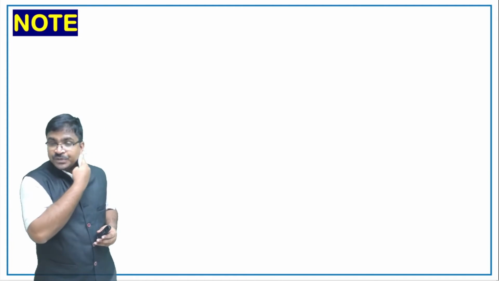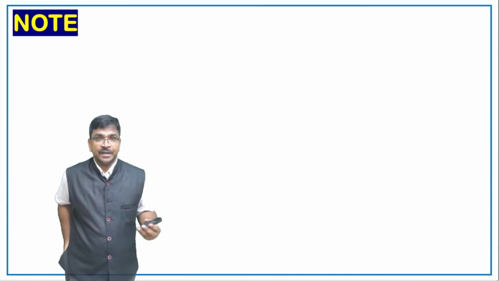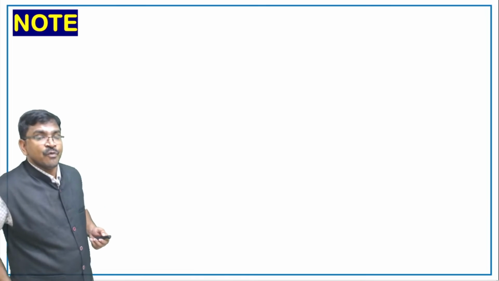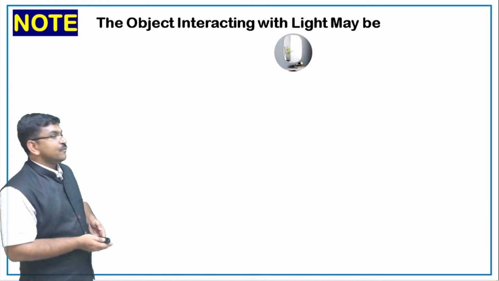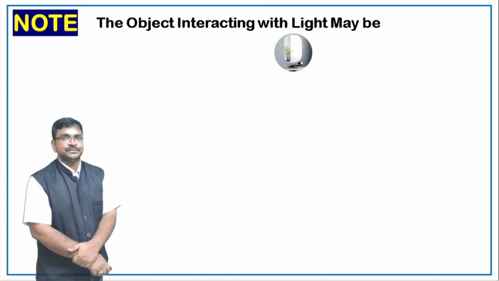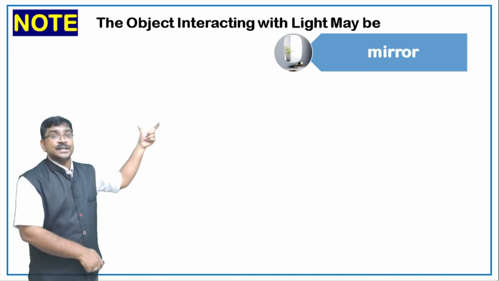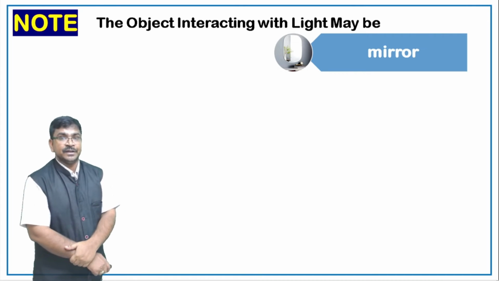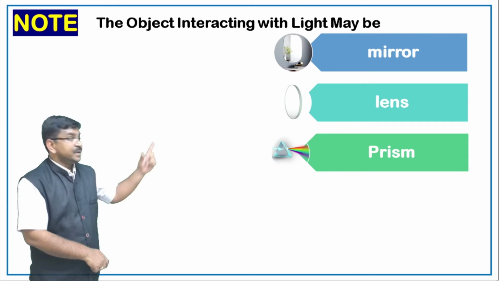That interacting object may be, and just now I explained one child. So similar to that, what are the optical objects we are dealing with? See here, the first one is the mirror. It is used to discuss the reflection property of light. And next, lens. Next, prism.